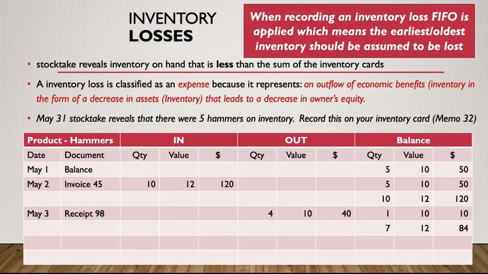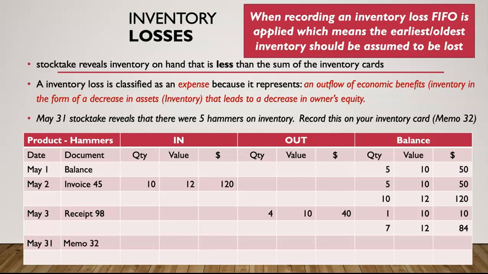When recording an inventory loss, we make an assumption that FIFO is applied. This means the earliest, oldest inventory will be assumed to be lost. Regardless of whether you're doing an identified cost or FIFO inventory card, you always assume FIFO. So what was our oldest stock here? The $10 one. So we're going to make an assumption using a memo.